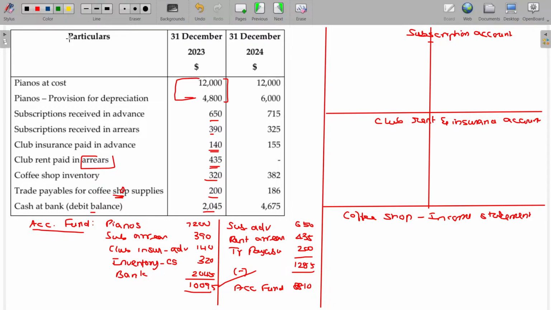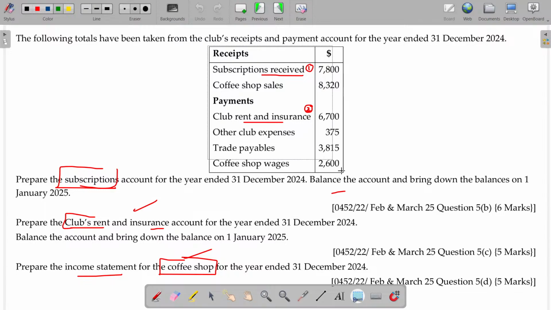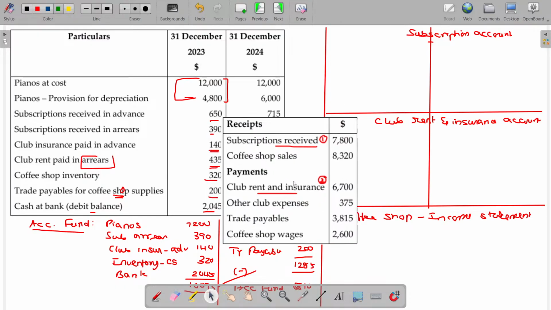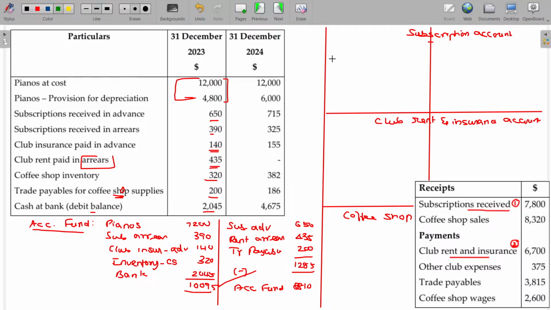Yes, of course, I need these details also, the receipts and payment details. I keep it here. Now, I'll post the date also here, because the date also carries marks. Year beginning 1/1/23, balance brought down, and year end 31st December 24.